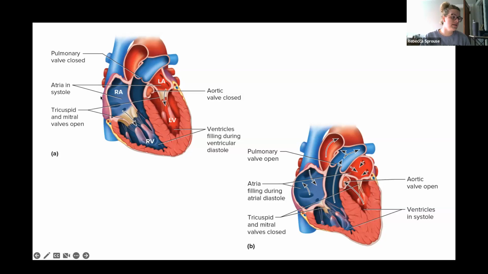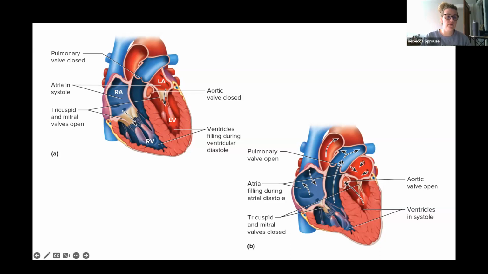So here is atrial systole. So atria, we're assuming they're full here from the IVC, SVC, and pulmonary veins. And that pressure, as that volume increases, that pressure is going to increase and force these AV valves open. Simultaneously, the pulmonary valve is closed and the aortic valve is closed. Those ventricles are going to fill because they're in diastole.